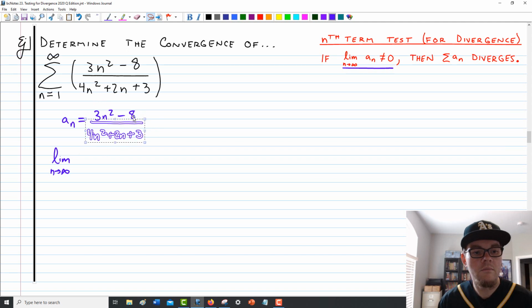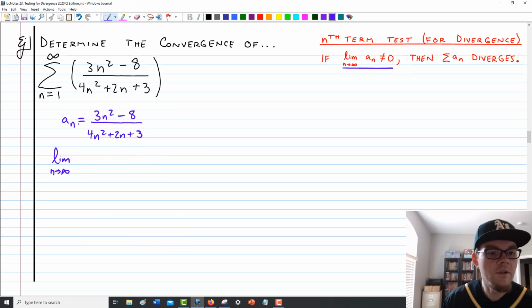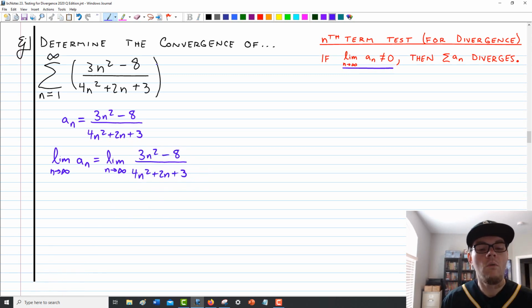So we want to figure out what is the limit of a sub n as n goes to infinity. And that's the same thing as asking what is the limit as n goes to infinity of this expression that we're looking at. Well, there's lots of different ways to evaluate this thing. We could use L'Hopital's rule twice. We could use controlling term analysis. Whatever it is we use, the limit of this sequence, or these terms, is going to be 3/4. So basically we're saying the terms of this sequence approach 3/4.